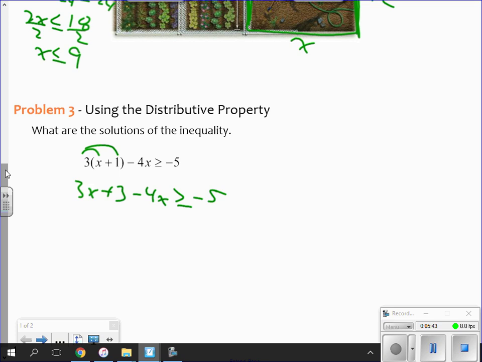What do I want to do next? Not quite. Combine like terms. I want to look on one side. Look, I have a negative 4x and a positive 3 on the same side. So I combine those like terms. 3 minus 4 gives me a negative x, plus 3 is greater than or equal to negative 5. And now it's a two-step equation.